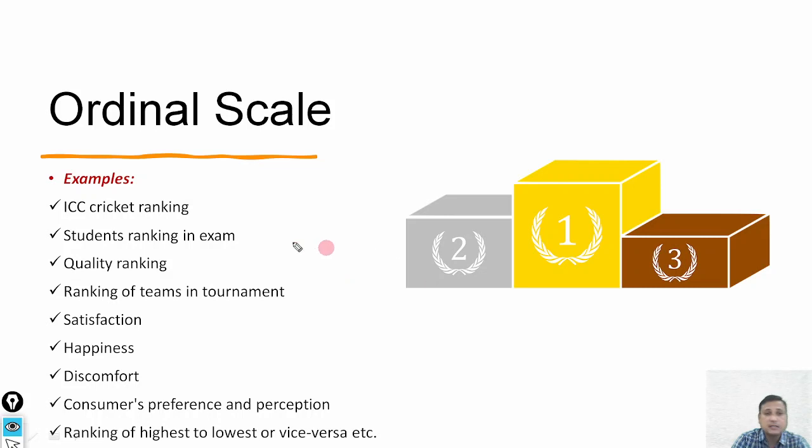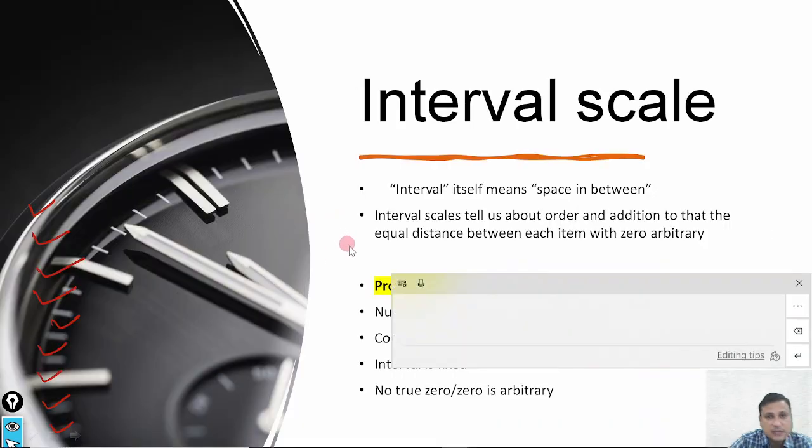ICC cricket ranking, yes, it is an example of ordinal scale. Student ranking in the exam, quality ranking, ranking of teams in a tournament, satisfaction, happiness, discomfort, consumers' preference and perception, ranking from highest to lowest or lowest to highest, vice versa. All these are examples of ordinal scale. Correct? Now, let me take you to the next slide.